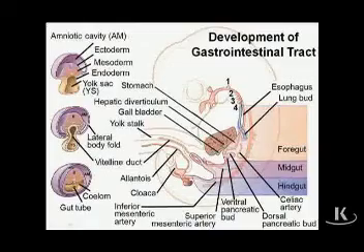So let me say that this piece of cord is that midgut, and it has formed a loop that is extended out into the umbilical cord.